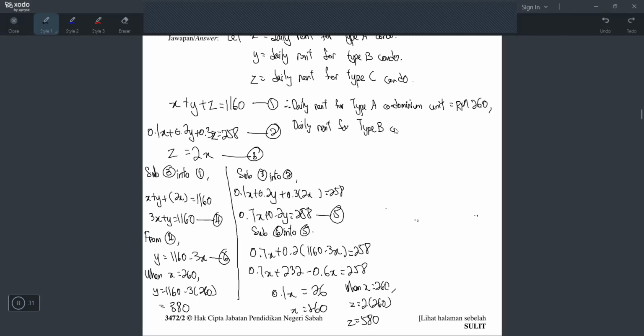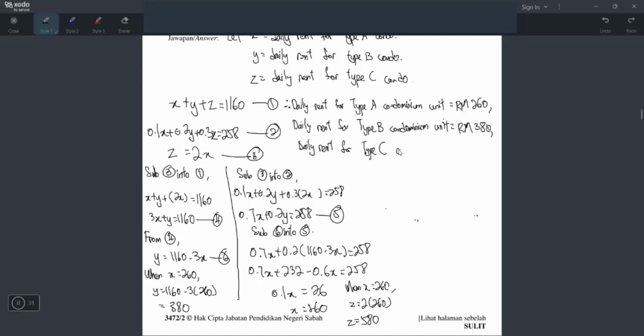I know this step is very boring, right? But you have to write it. Okay, you have to write it. I know you're very lazy to write this, but you still have to write it. So y is 380, and then the last step, daily rent for type C condo. If you want to get full marks, you have to write.